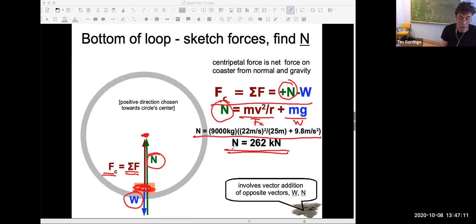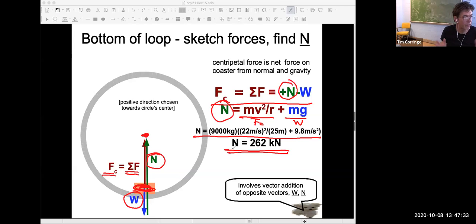The reason you need more at the bottom is because the normal force and the weight act against each other in trying to provide the centripetal force. The normal force has to overcome the weight. It's in the wrong direction for the centripetal force, and so it has to be much bigger. Anyway, that was a second example of our understanding of circular motion.